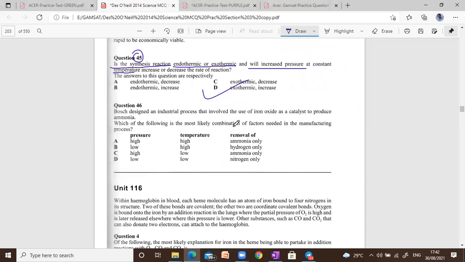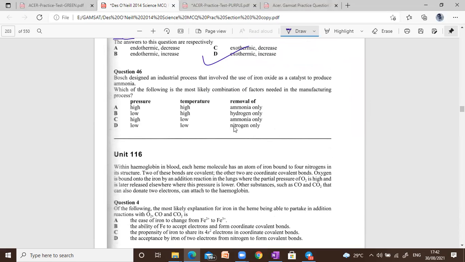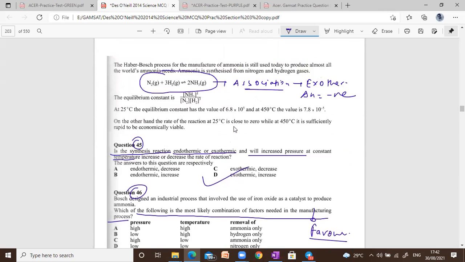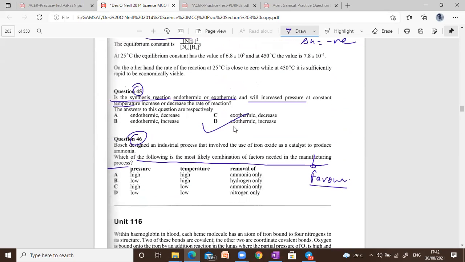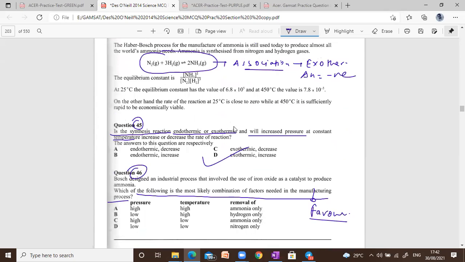Okay, what about 46? The question is, which of the following is the most likely combination of factors needed for the manufacturing process? Manufacturing process means favorable condition. It means at which condition the reaction is spontaneous. Spontaneous means forward. Forward means favorable. Favorable means production of ammonia is high. So what should be the option? Tell me.